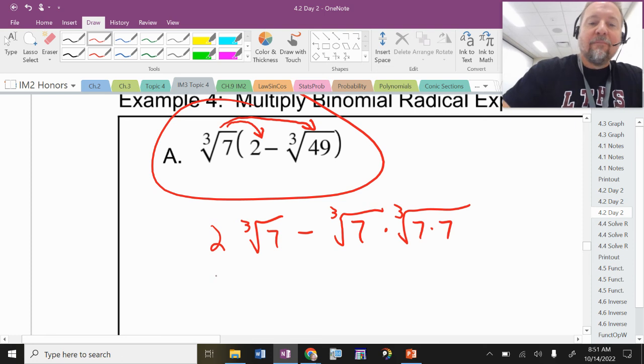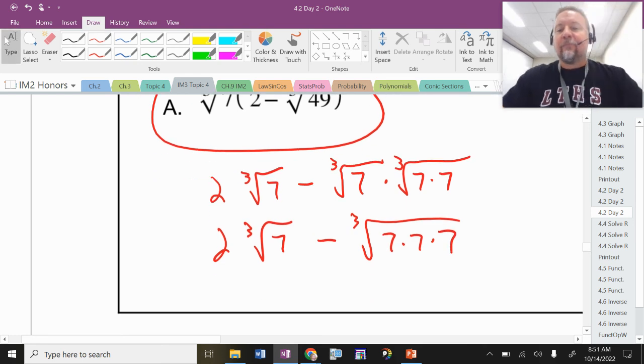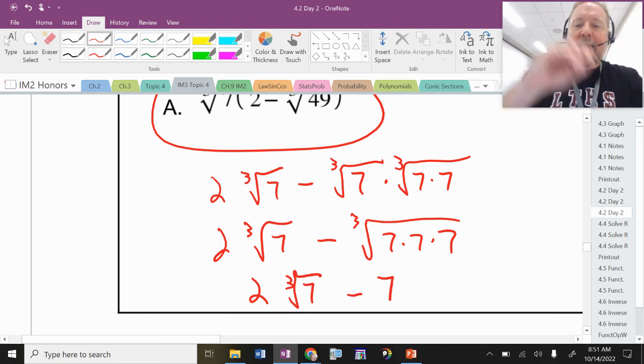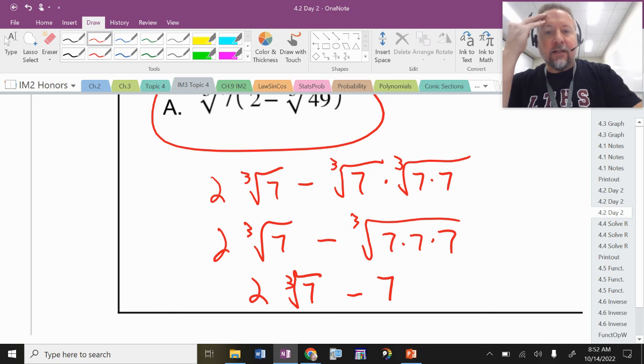Oh, then look. Remember I told you I'm going to use this rule liberally. When it's a cube root times a cube root, you can write them all under 1 cube root. And then I don't have to find out what 7 times 7 times 7 is. That is 7 to the third. Cube root of 7 to the third is 7. And then these don't match because that's like 2x minus 7. You can't combine those as like terms.